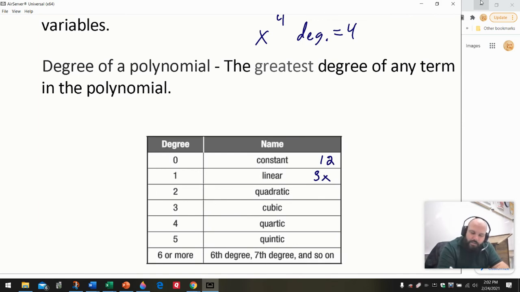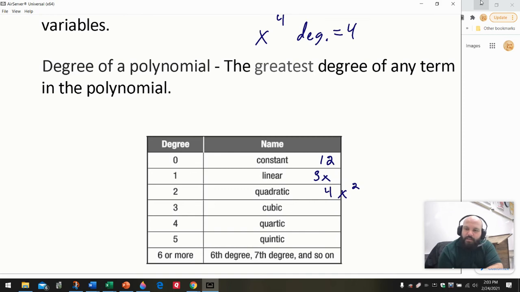That's a linear term because the power on the x is 1. Remember we talked about that, if there's nothing written there, it is actually a 1. Now a quadratic would be of degree 2. An example of that might be 4x to the second. I didn't want to use a 2 in the front because I didn't want you to get mixed up. The quadratic is referring to the x being taken to the second power.